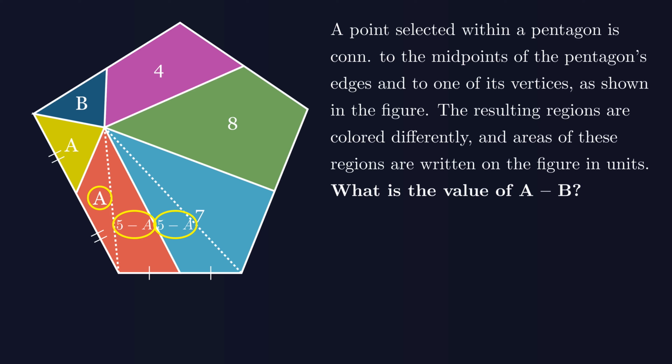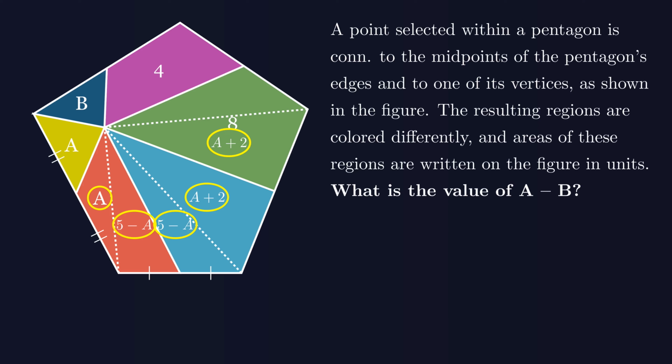If the total area of the blue region is 7, then the other triangle must have an area of a plus 2 square units. Now let's connect the center to the next corner. What is the area of the green triangle? Yes, you guessed it right, a plus 2 square units.